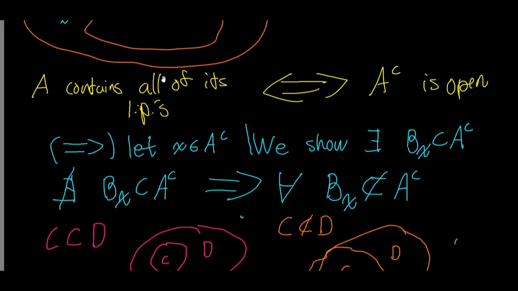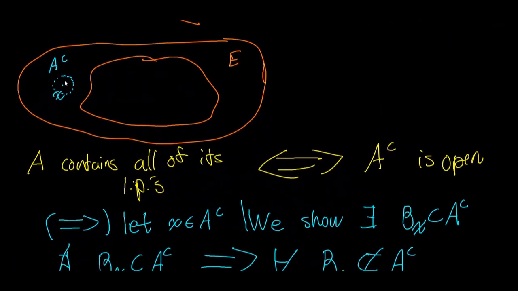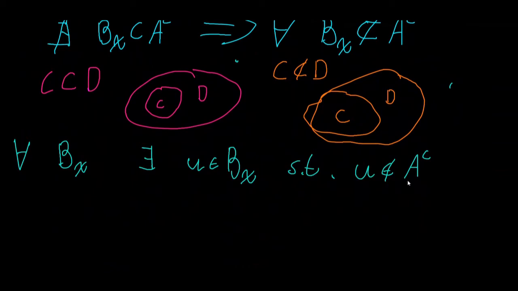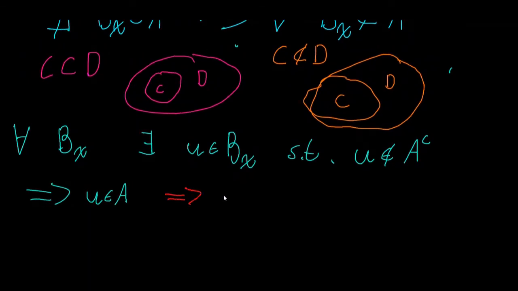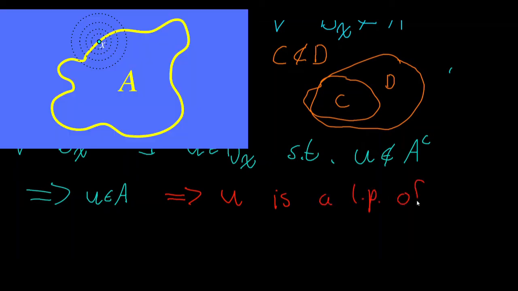But U is just a point in the metric space E, and any point in the metric space E is either in A or not in A. That is to say, it's either in A or in the complement of A. And we've just shown that U is not in the complement of A, so therefore U must be in A. But check this out. This implies that U is a limit point of the set A.